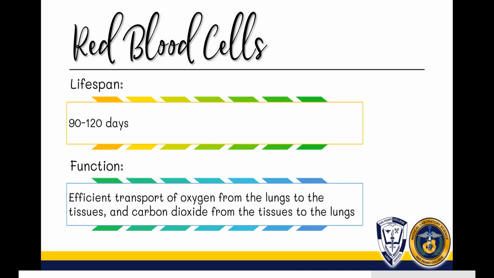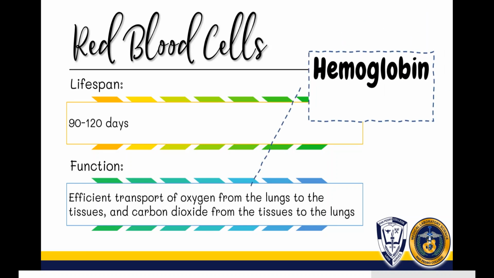Now, this oxygen carrying capacity of the RBC is because of a protein that is abundant in the cytoplasm of the RBC. This protein also gives the RBC its red color. And this protein is what we call, yes, hemoglobin. When hemoglobin is bound with oxygen, it is called oxyhemoglobin. But when it is devoid of oxygen, it is called deoxyhemoglobin. Oxyhemoglobin is bright red in color, whereas deoxyhemoglobin is dull red in color.